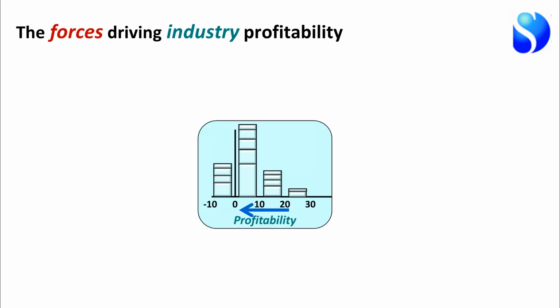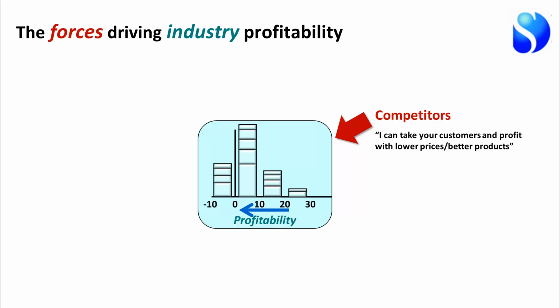Well, here is a standard industry analysis tool. And basically what we're wanting to understand is what pushes profitability down towards the 0 or negative end of the scale. And there are the 5 standard forces here. If we've got strong competitors, they come along and say, well, I can take your customers and profits away from you if I offer lower prices and better products which are more costly to produce. So they cut their profitability and you have to do the same in order to stay in the game.